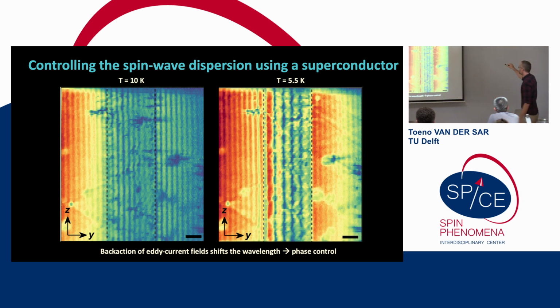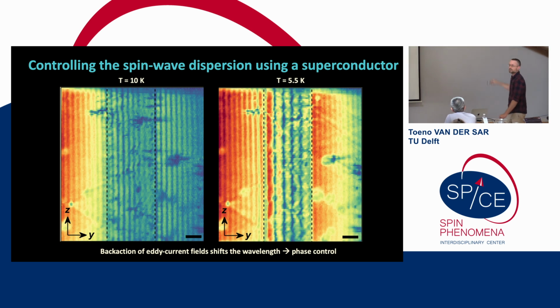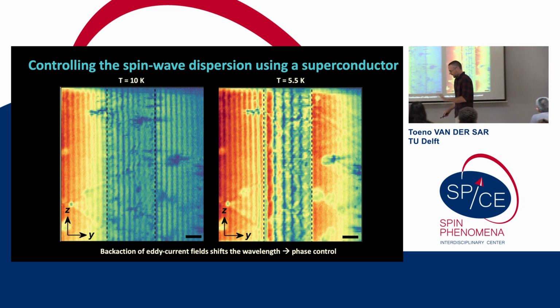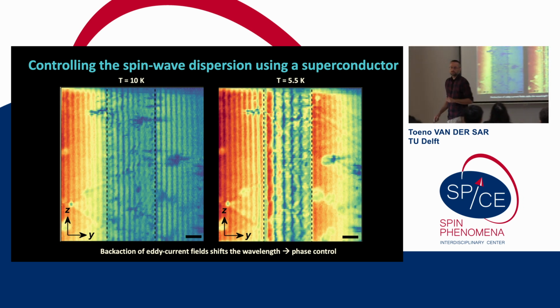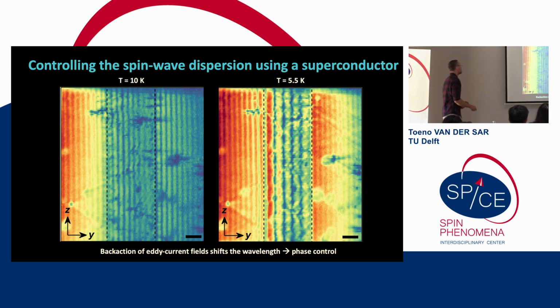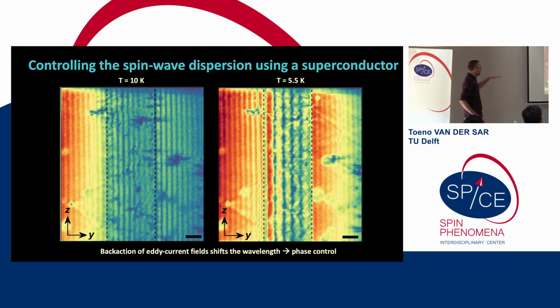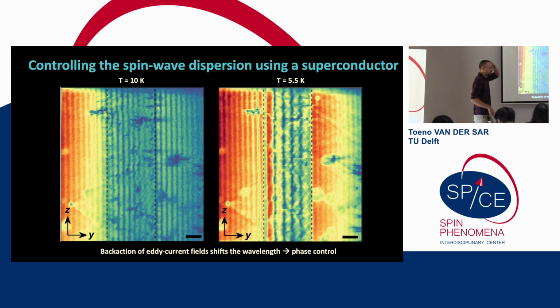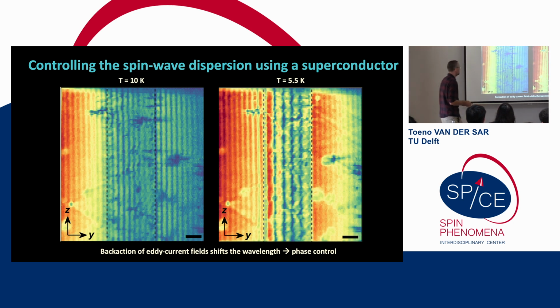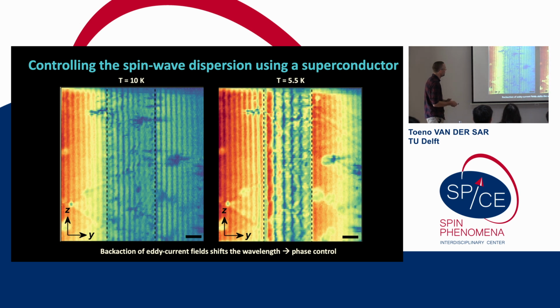However, when you cool down through the critical temperature of the superconductor, the spin waves start exciting huge eddy currents in the superconductor. And those eddy currents generate a magnetic field that acts back on the spin waves. So here, the result is that the spin wave dispersion shifts up in frequency, and therefore, if you probe at the same frequency, you will see an increase in the wavelength. So that's what you see here. Almost a doubling of the spin wave length underneath the superconducting strip because of this effect.